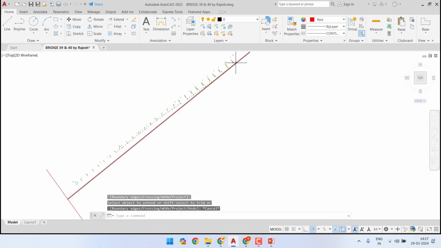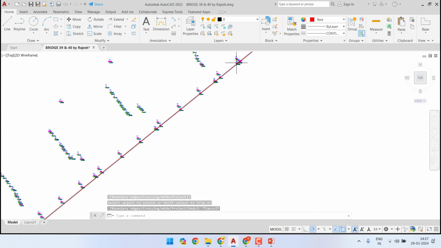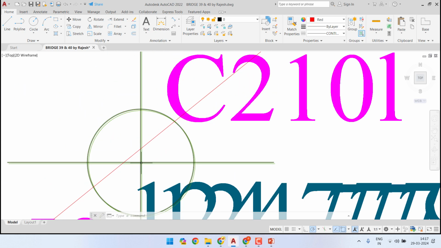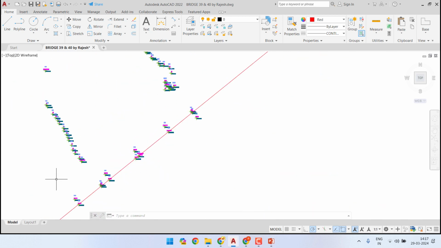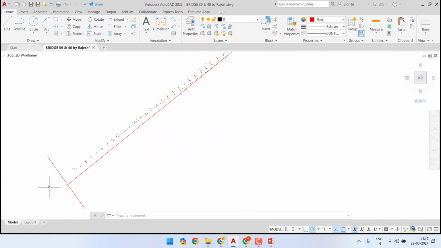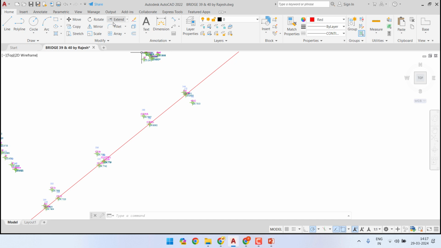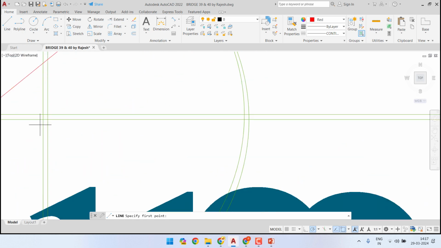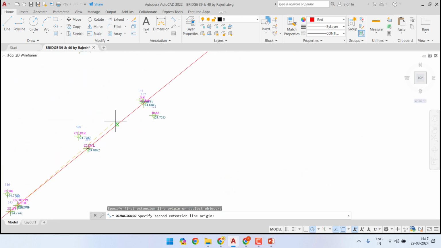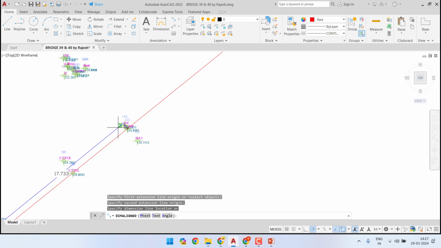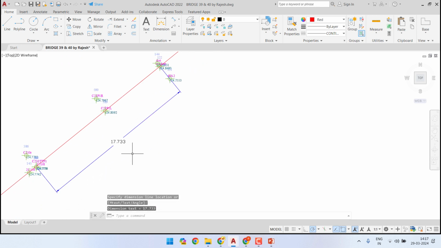So this first terminal tangent has been extended along the track, and we see here that this is increasing direction. Okay, so Kanpur is along this direction, and Lucknow is along this direction. So this is the increasing kilometer, and let us see how far is the TTP1. TTP1 is at a distance of 17.733 meter from the last channel sleeper.